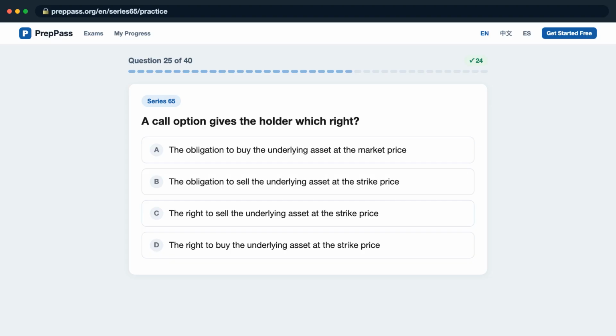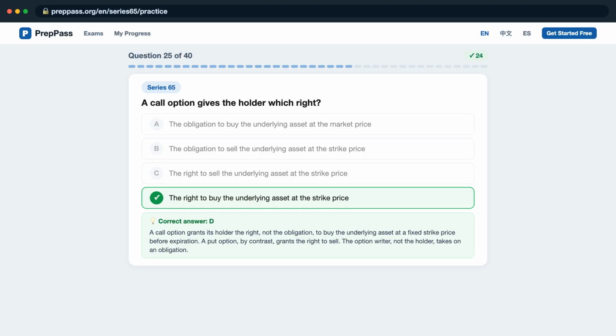Question 25. A call option gives the holder which right? Is it A, the obligation to buy the underlying asset at the market price? B, the obligation to sell the underlying asset at the strike price? C, the right to sell the underlying asset at the strike price? D, the right to buy the underlying asset at the strike price? The correct answer is D.